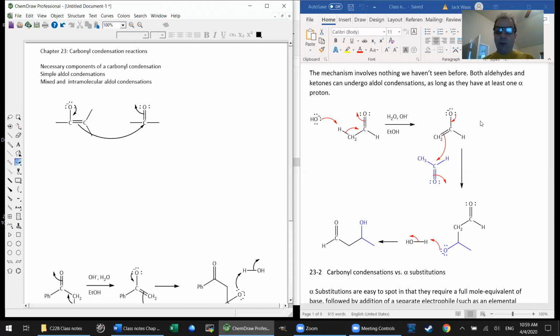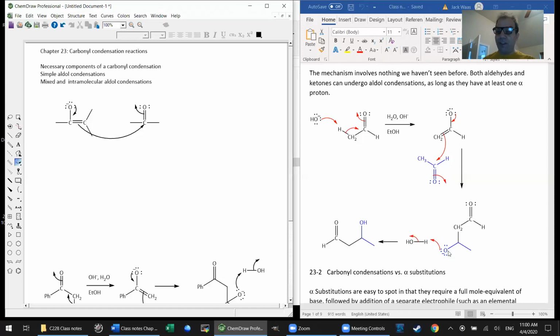Anyway, all we're going to do instead of some nucleophile like an amine or an alcohol or a Grignard reagent, instead of all of those types of nucleophiles, our nucleophile is simply going to be the enolate ion of acetaldehyde, and that will attack another acetaldehyde molecule that has not yet been deprotonated. And so initially you will get this alkoxide ion shown here.